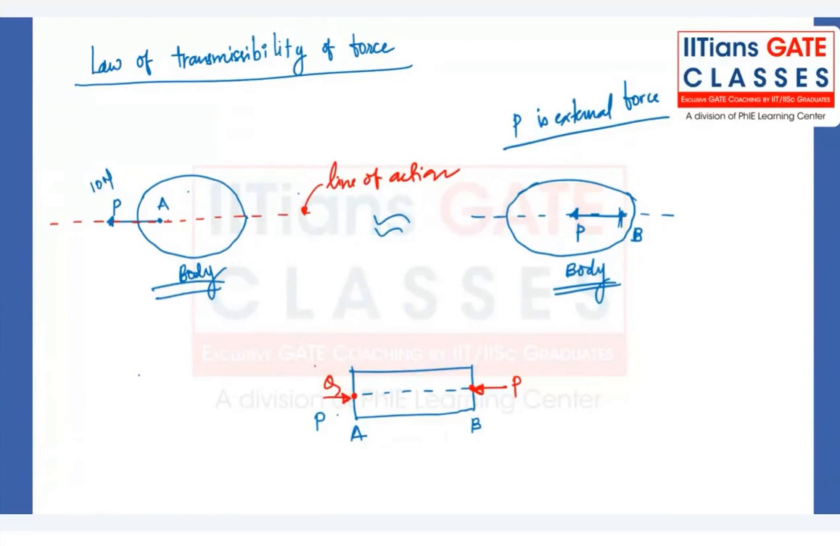So for these two systems, I'll replace that 10 Newton force from point A to point B. The body state will remain unchanged. So that is what I'm saying.